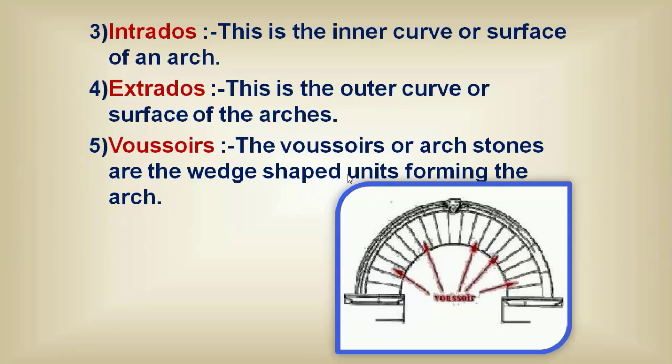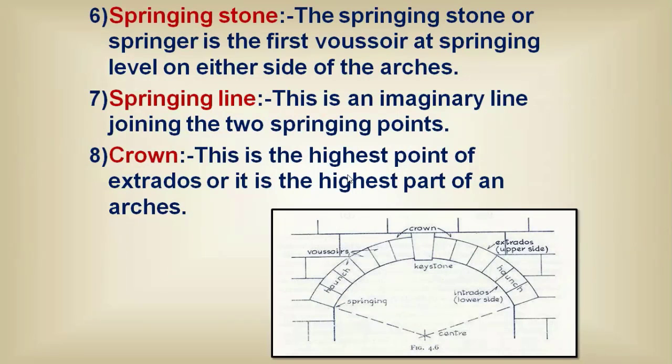Next is the voussoir. These are the wedge-shaped units forming the courses of an arch. Next is the springing stone. The springing stone or springer is the first voussoir at the springing point. Then the springing line. This is an imaginary line joining the two springing points of an arch. The springing point is the point from which the curve of an arch springs.